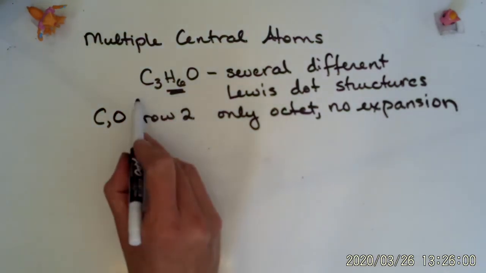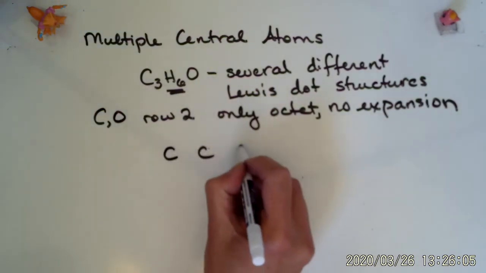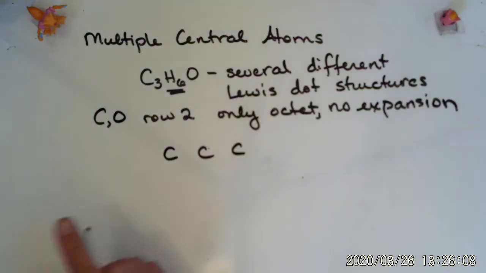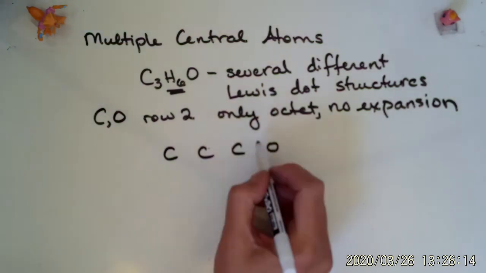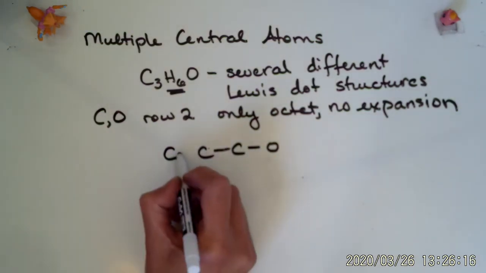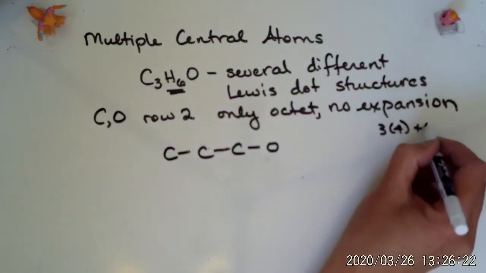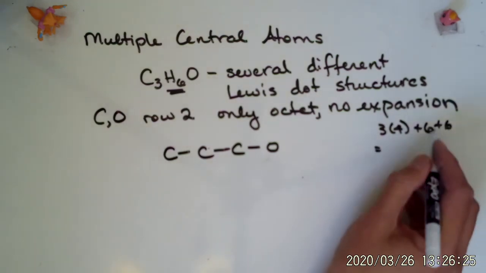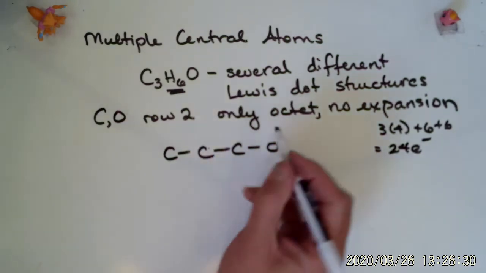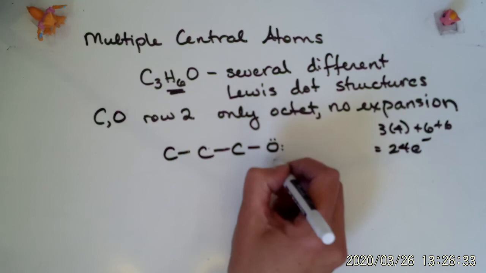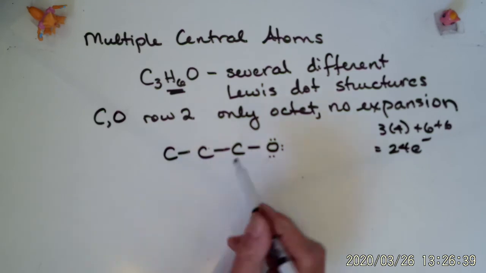So let's do what we normally do when we say, oh, let's put all my least electronegative atoms in the center. Okay? And then, oh, let's surround it by an oxygen there. All right? So then let's draw our single bonds. Remember, I have 3 times 4 plus 6 plus 6. That gives me 12 plus 24 electrons. Okay, so 2, 4, 6. Now, 1, 2, 3, 4, 5, 6. 2, 4, 6, 8, 10, 12.